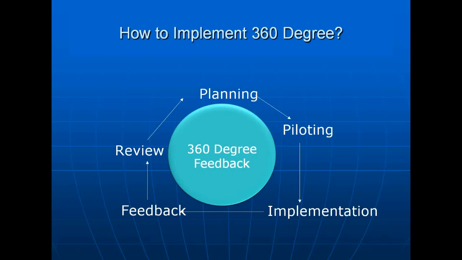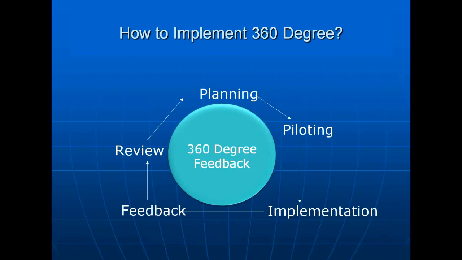Again, we have the planning phase. That's where we're going to sit down and figure out what we want to assess, how we're going to go about assessing it. We pilot that plan. We implement that plan. We obtain the feedback. We review it. And then we go on to next year's planning. And essentially this is the 5-step process technically for any program development.